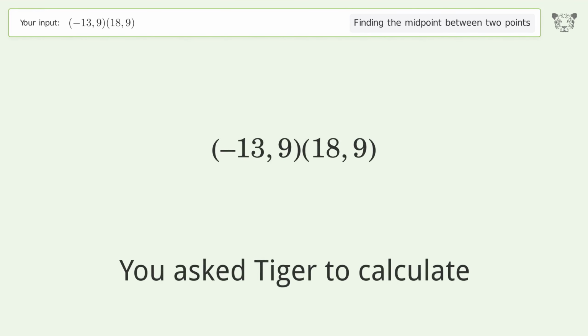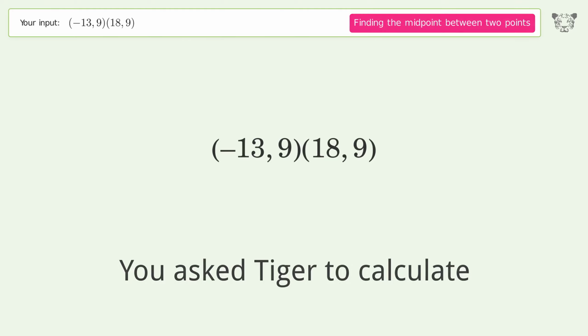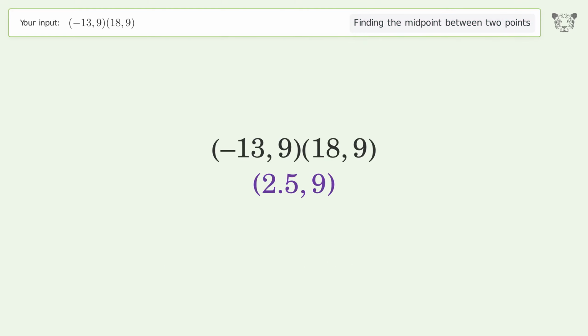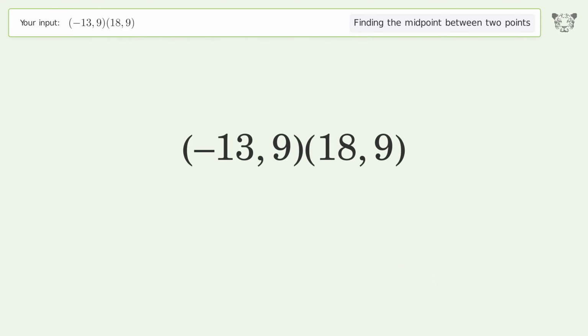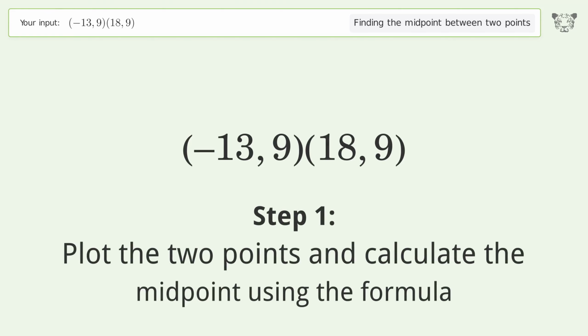You ask Tiger to calculate. This deals with finding the midpoint between 2 points. The midpoint between the 2 points is 2.59. Let's solve it step by step. Plot the 2 points and calculate the midpoint using the formula.